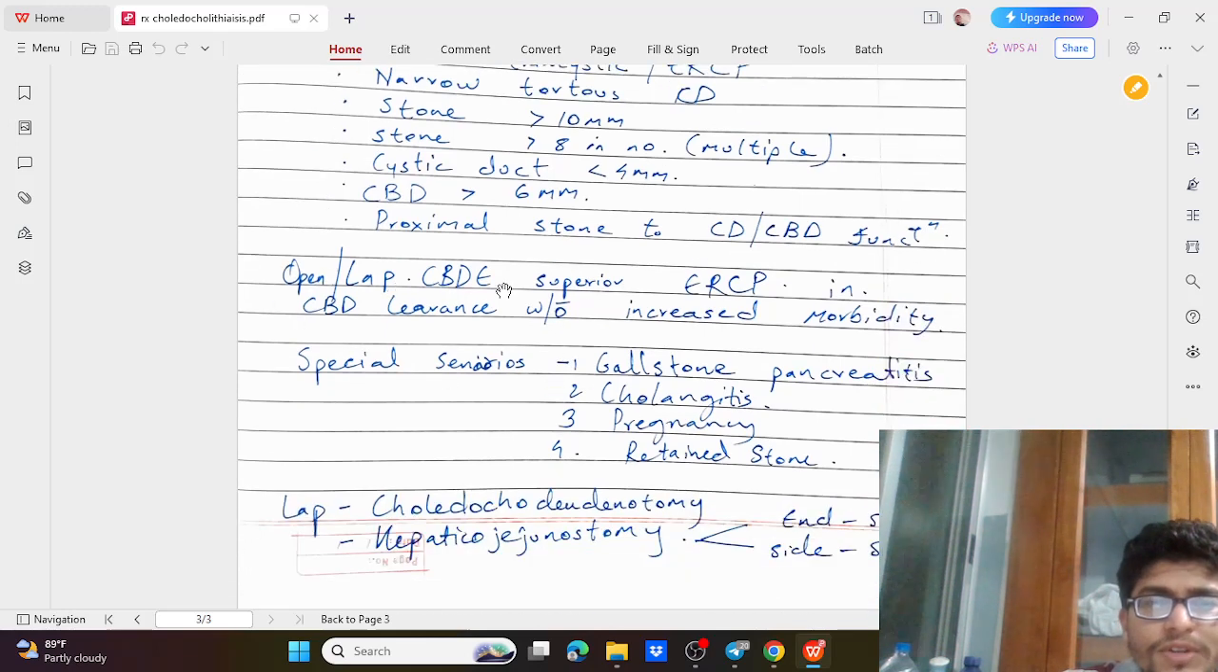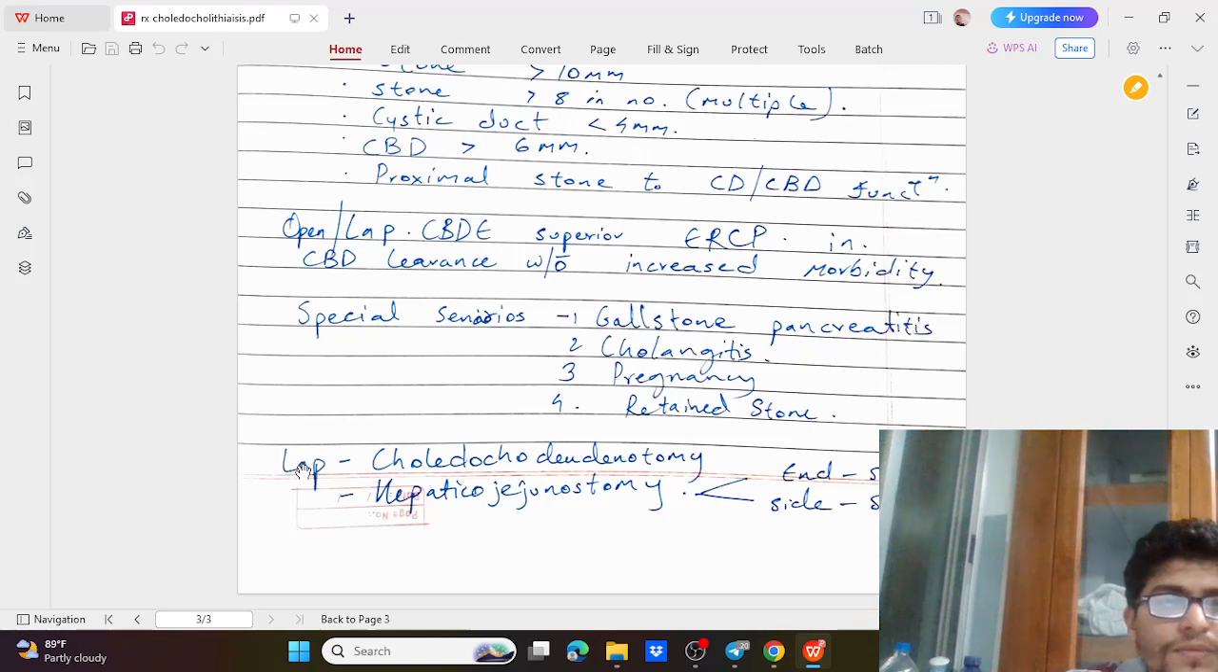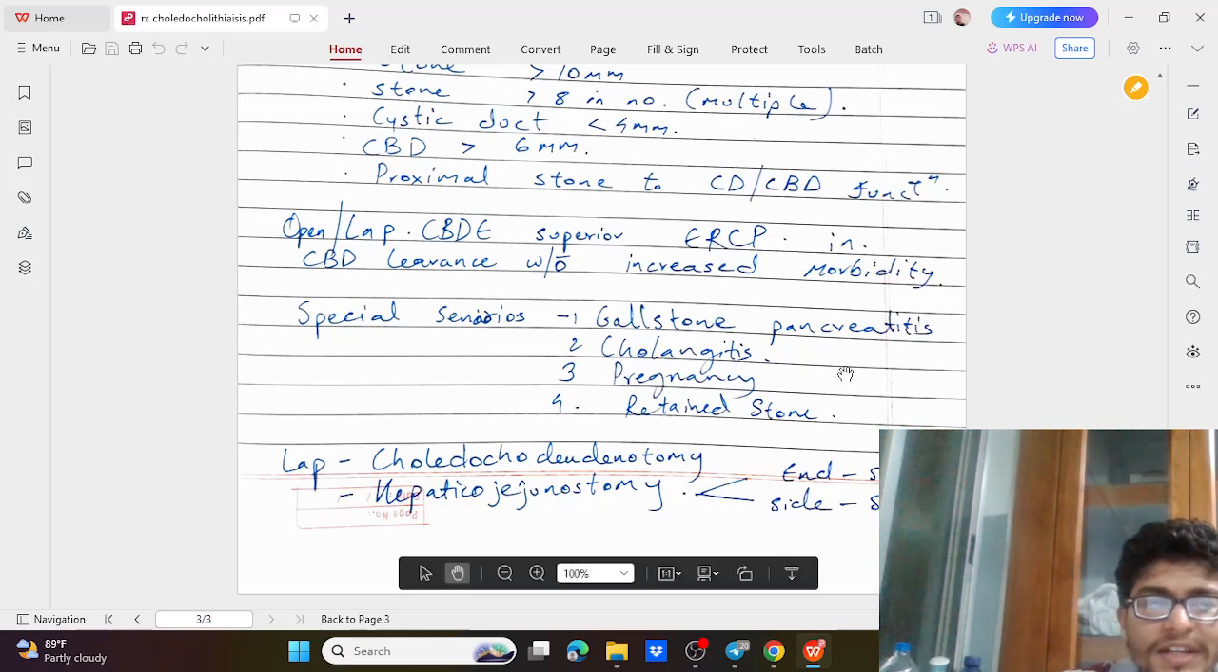Now, lap or open CBD exploration is superior to ERCP in CBD clearance without increased morbidity. But still, we can consider ERCP as it is minimally invasive and has good outcomes for CBD clearance. And also it can be tried multiple times before going for invasive approaches like lap and open CBD exploration. We have to consider the special scenarios in which we have to consider the individual case, that are gallstone pancreatitis, patient with cholangitis, pregnancy and retained stone. And we can also go for lap bilioenteric anastomosis in the form of lap choledochoduodenostomy and lap hepaticojejunostomy, which can be done end to end and side to side.